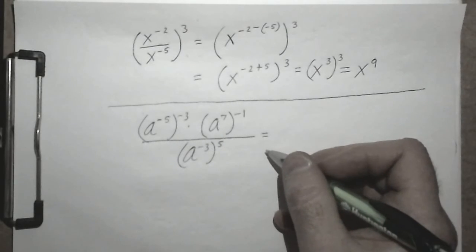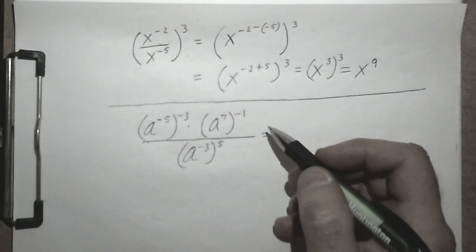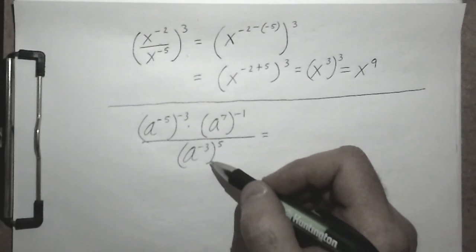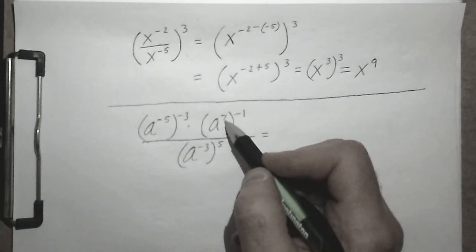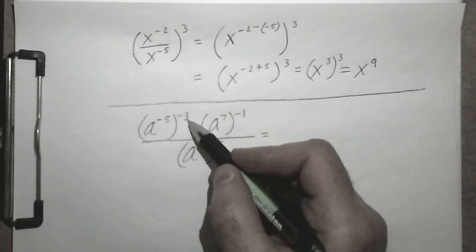This is about as complicated as these expressions are going to get as far as we're concerned in this course. In the numerator, let's try to simplify the numerator a little bit first, and we'll go downstairs and simplify the denominator separately. In the numerator, notice we have a power raised to a power here, and likewise a power raised to a power here. When you raise a power to a power, you multiply the exponent.